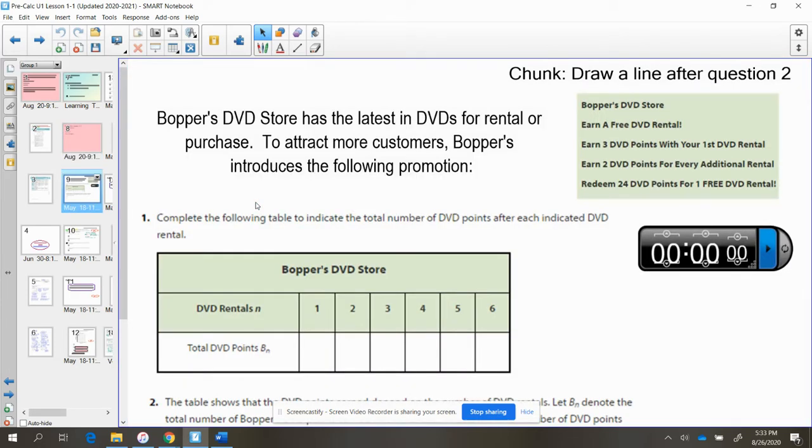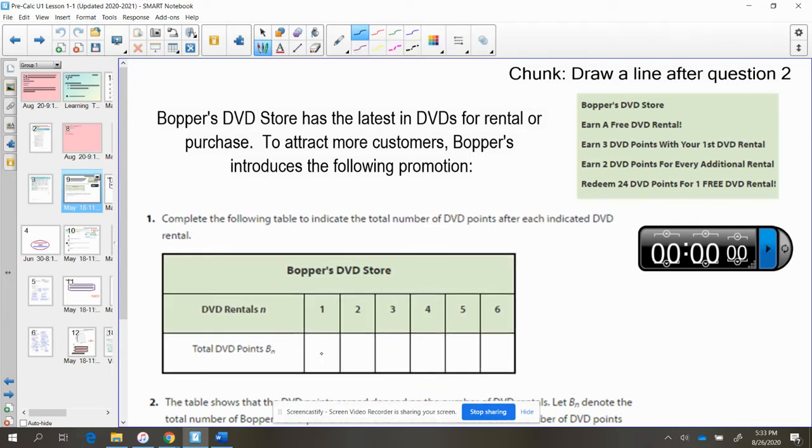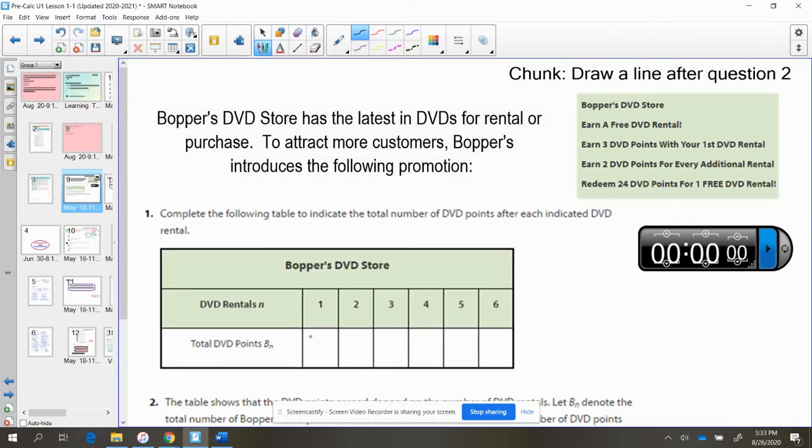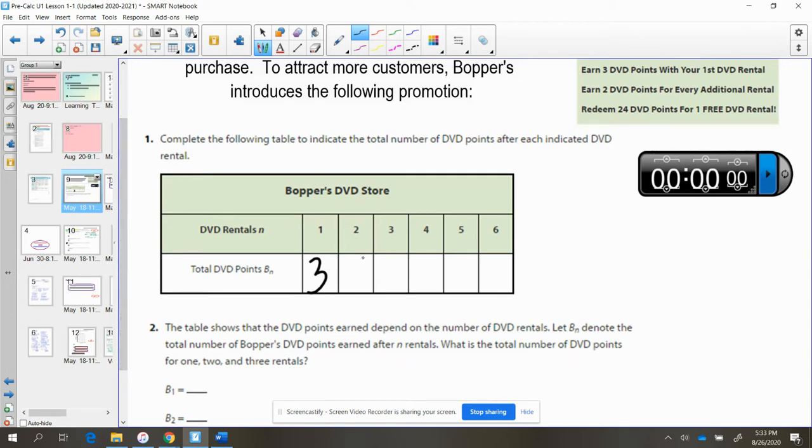Now, the first couple lessons deal with DVD rental promotions, and we're going to focus at first on Bopper's DVD store. And at Bopper's, for your first rental, you are going to get a total of 3 points to your account. And for every subsequent rental after that, you get 2 additional points. So after your second rental, you're going to have a total of 5 points, then 7 points, 9 points, 11, 13. You get the idea. And finally, after 24 DVD points, you get a free DVD rental.